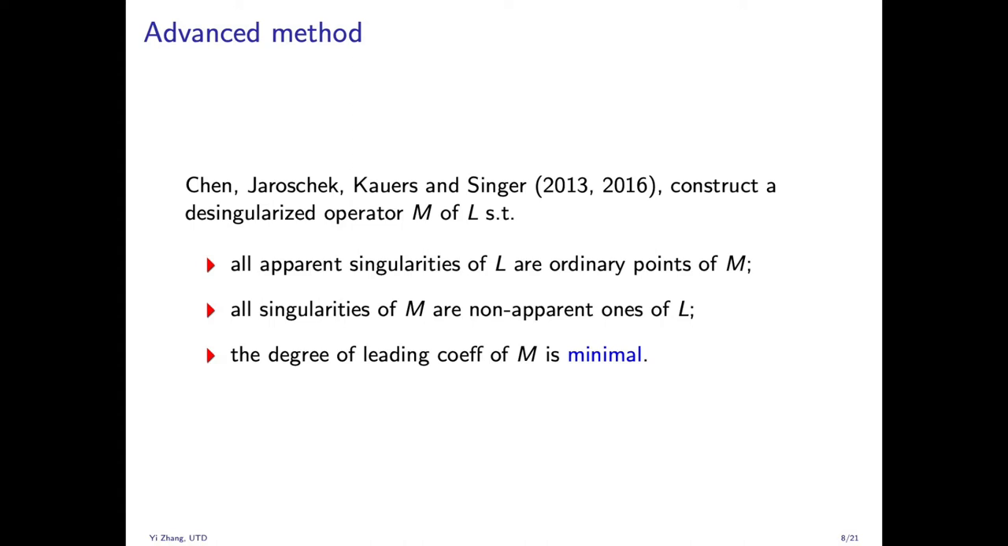They construct a desingularized operator with the following three features. First of all, the apparent singularities become ordinary points of M. So previously, Fuchs' method only removes the apparent singularity at one point, but they can remove all the possible apparent singularities.